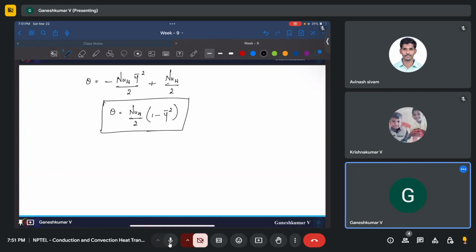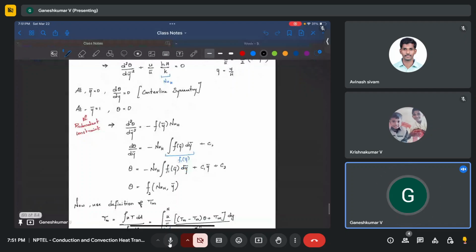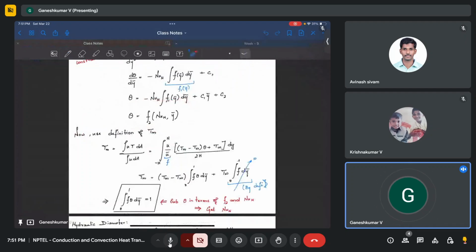This is your temperature profile, but we also need to find the Nusselt number. That was a problem we were facing during the class too. We use this and we end up having theta to be a function of Nusselt number and y bar. We have this f2 function. In our case, the f2 function is Nu_h by 2 times 1 minus y bar square. Now, we need to find Nu_h, right? Without Nu_h, you cannot find the temperature profile.